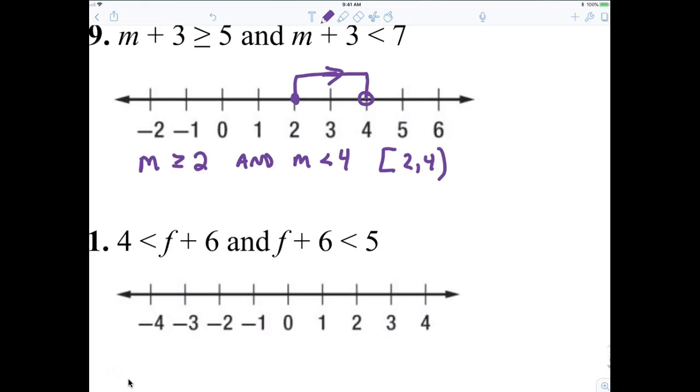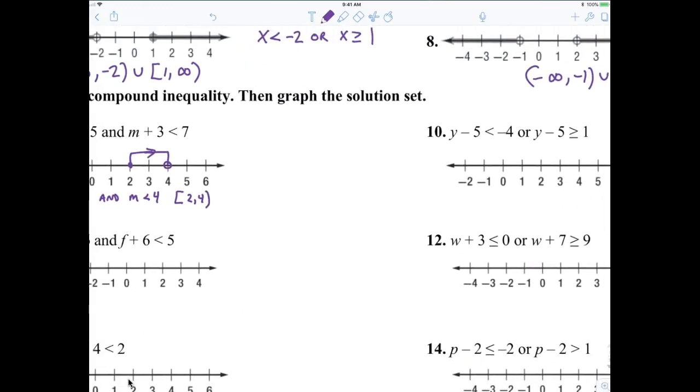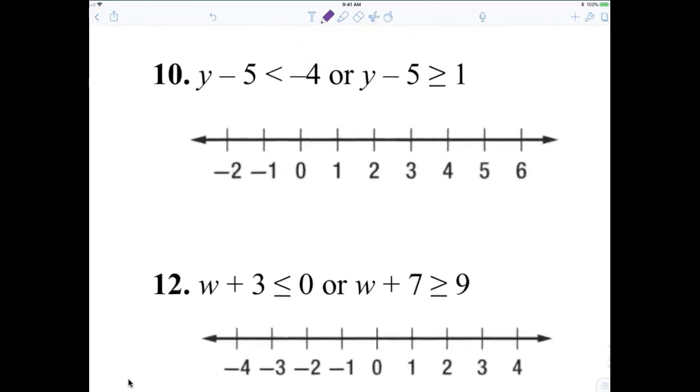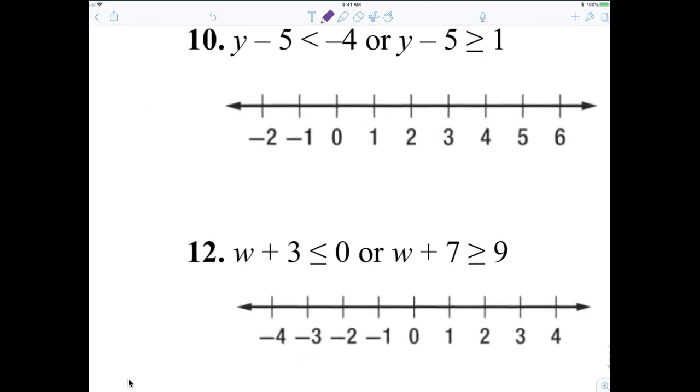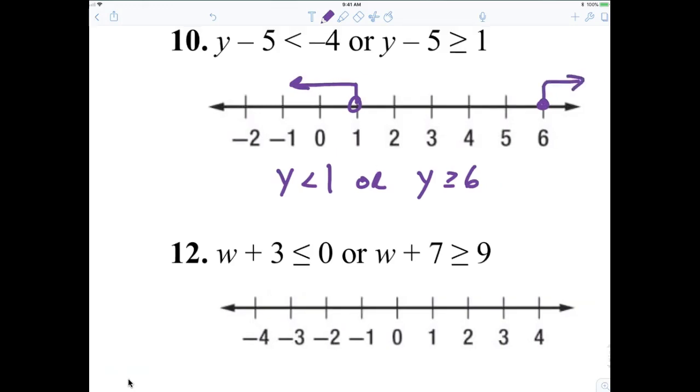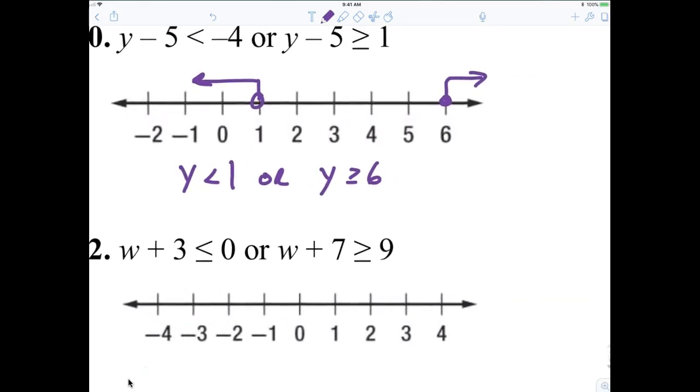All right, let's try the next one, number 10. So what do I have? Y is less than 1, or Y is greater than or equal to 6. Beautiful. So here we go. Less than 1. Greater than or equal to 6. Does that make sense? Interval notation.